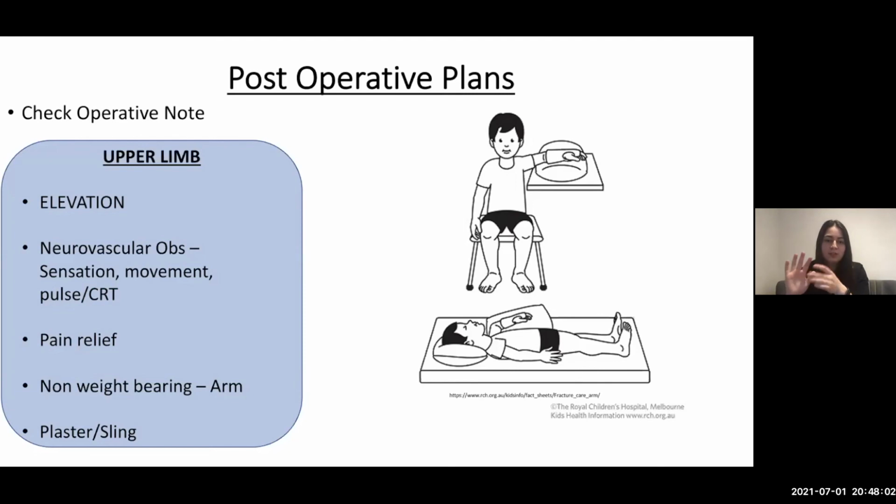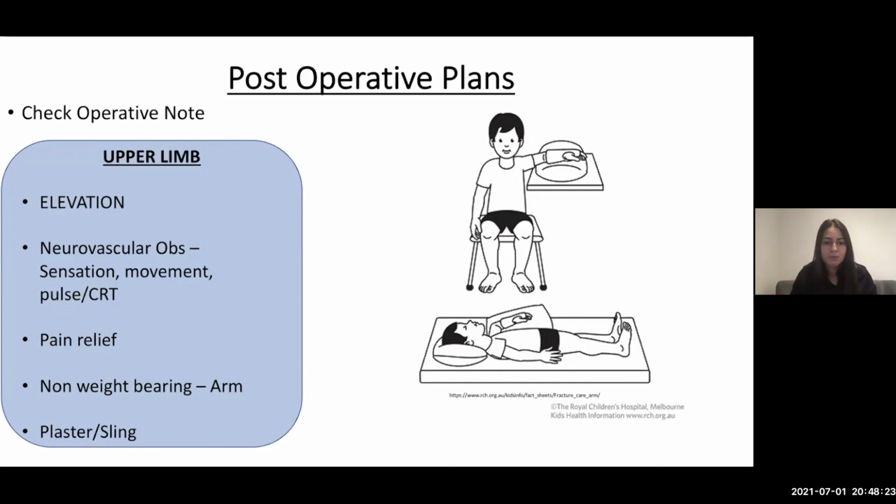Can they feel you touching their fingers, and does it feel normal compared to the other side? And can they move their fingers? You want to do an OK sign, spread their fingers out wide, and do their wrist movements. We'll cover that in depth in the upper limb session. And you also want to make sure they have a pulse. So do they have a radial pulse here? And are their fingers nice and warm?